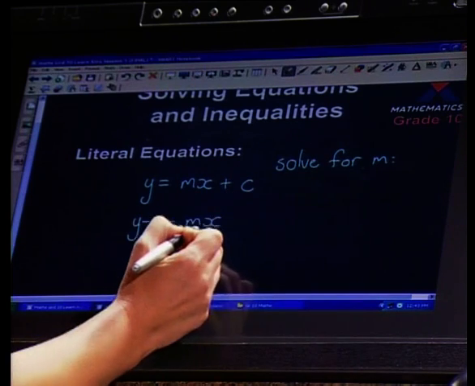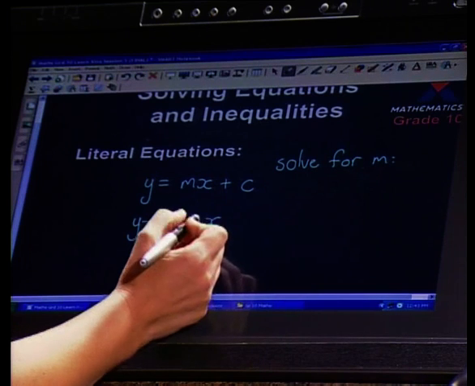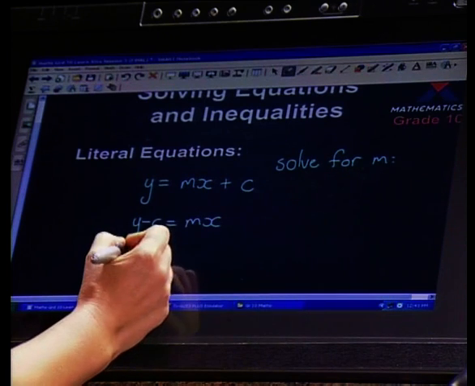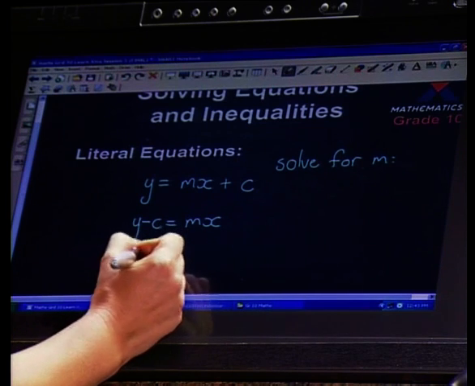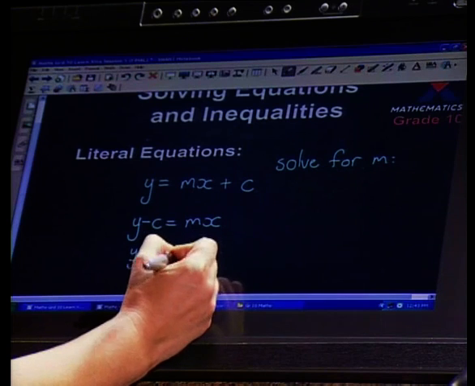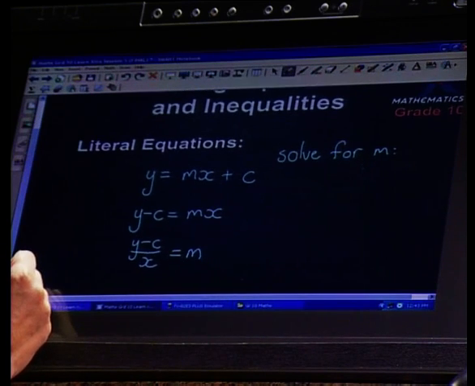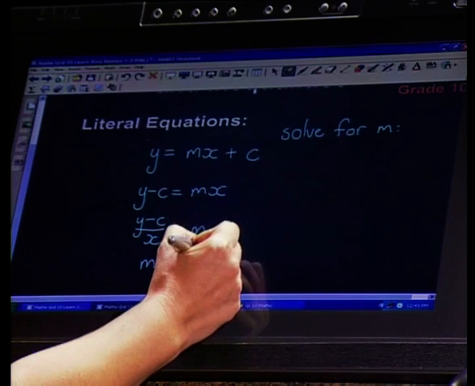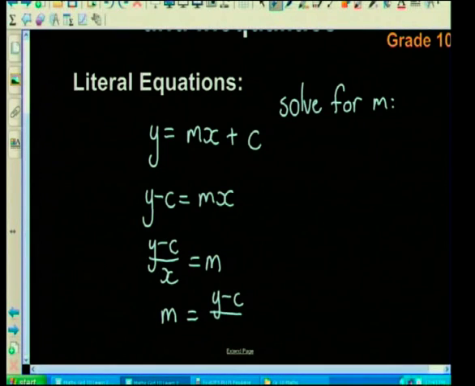Now we're solving for m, so it means we need to get rid of x next. x is multiplying m, and that means when we get rid of it, we divide both sides by x, giving us y minus c divided by x is equal to m. Now this doesn't look very attractive, so we're just going to rearrange it so that it looks like m is equal to y minus c divided by x. Literal equations are when we just apply your linear equation and your quadratic equation rules to a group of variables, and we solve for that variable as it is.